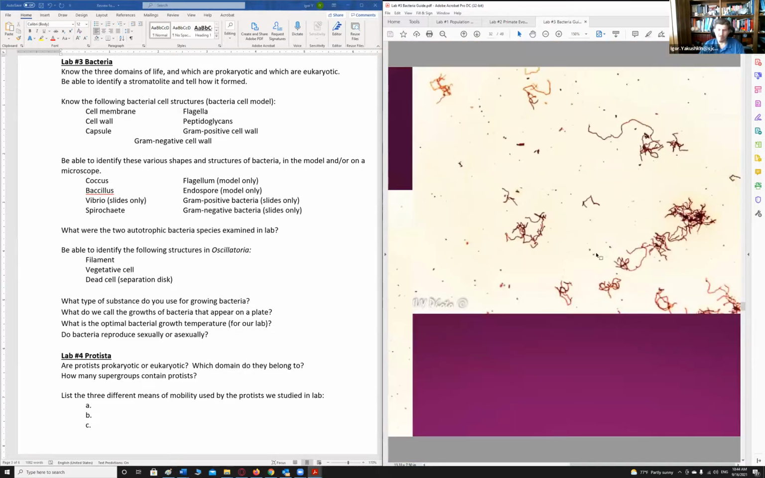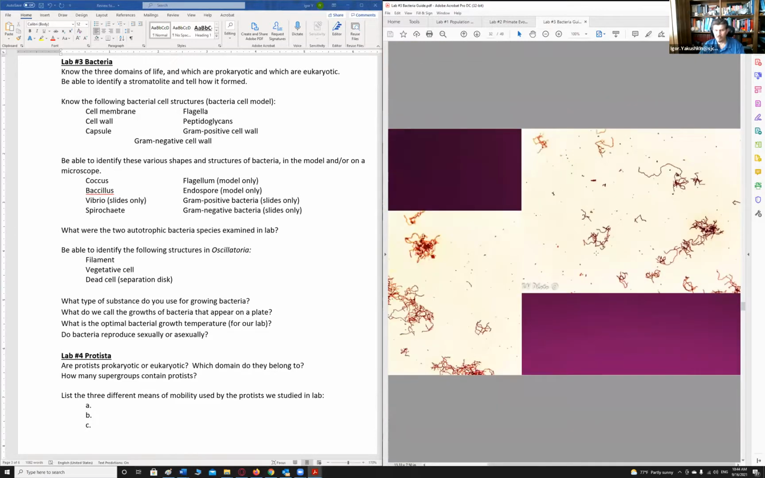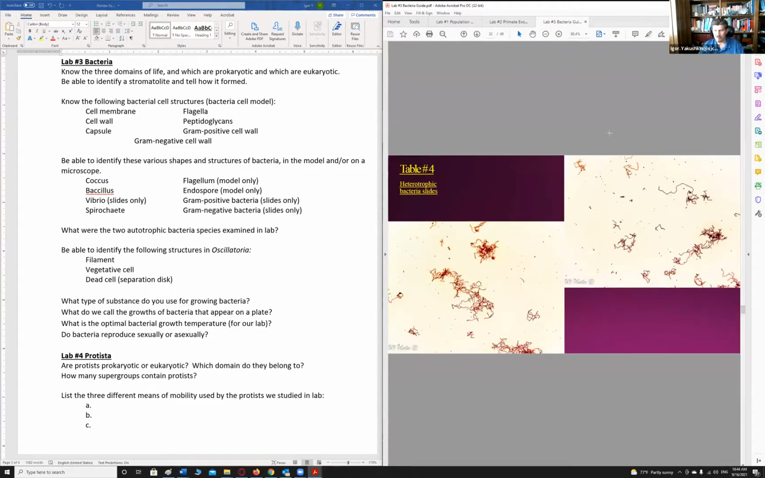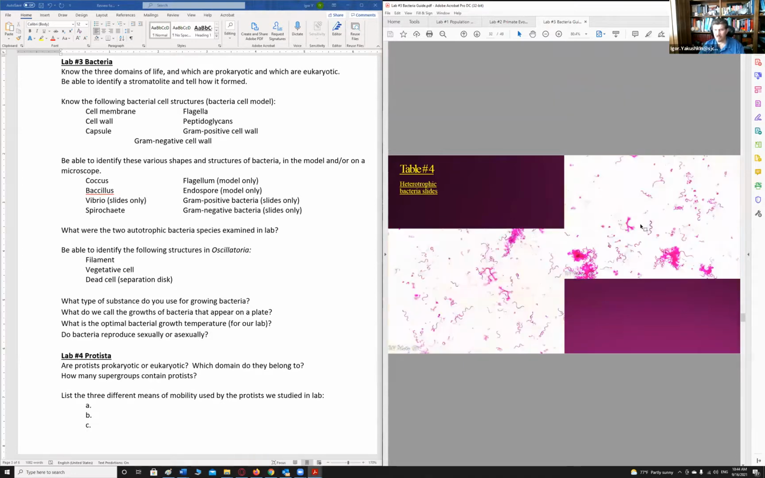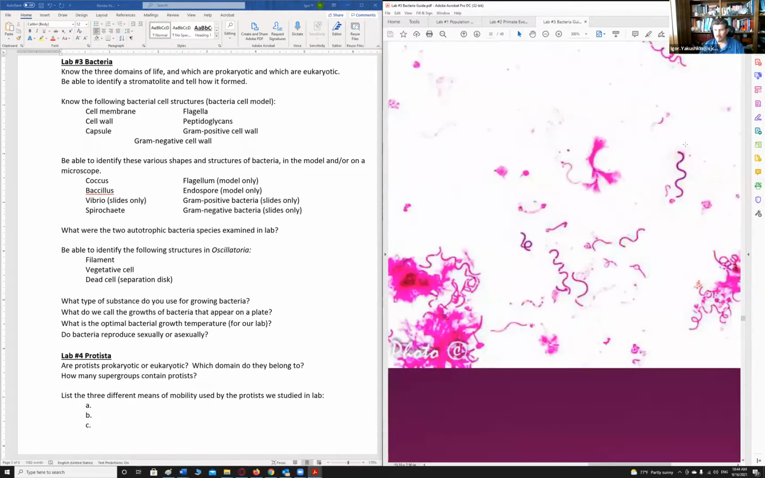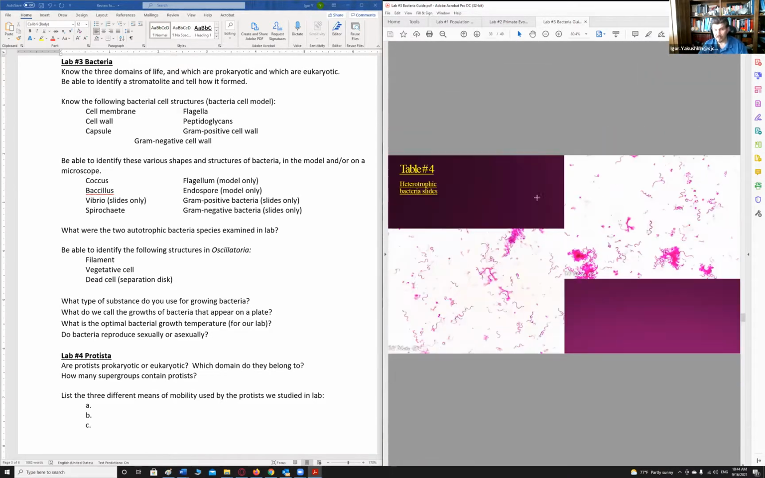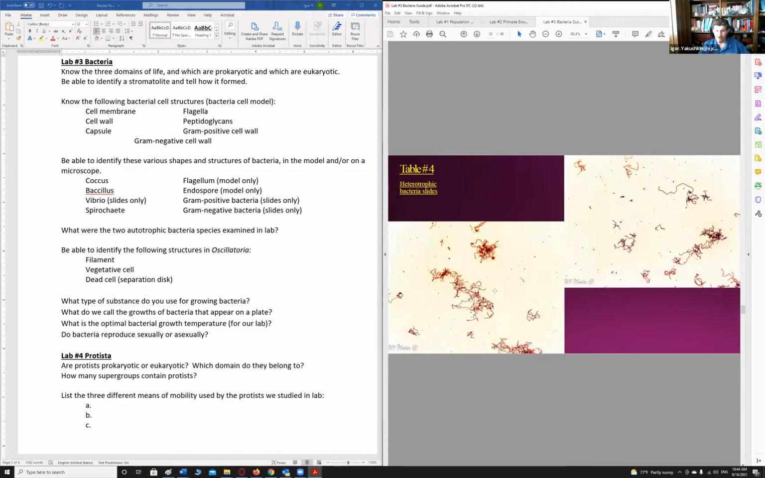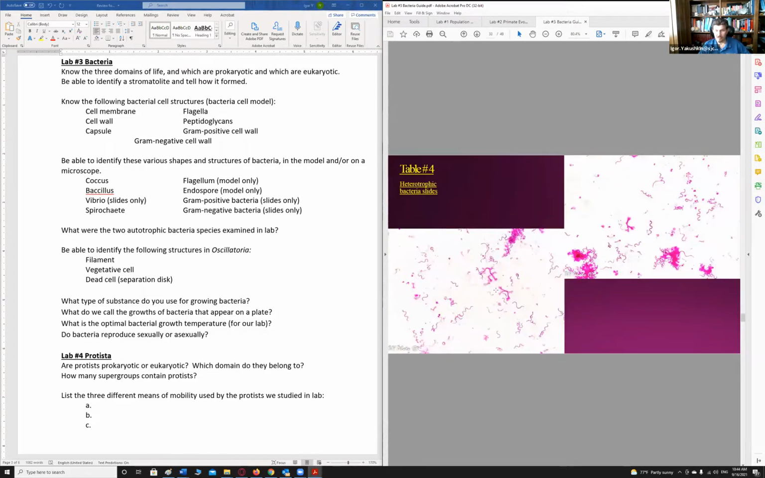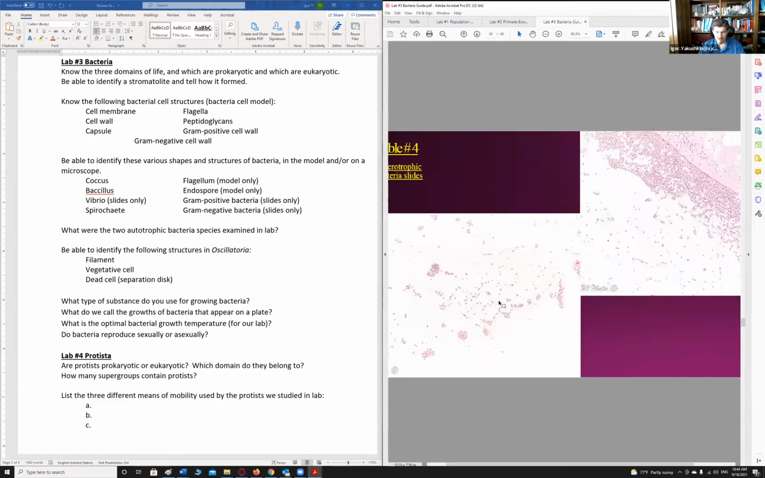But again, on the lab practical, I'll try to put something which is very obvious. That one, for example, is very commonly seen on the lab practical because you can clearly see it's a spirochete, right? And all of them are heterotrophic bacteria. Again, all of those are gram negative bacteria.